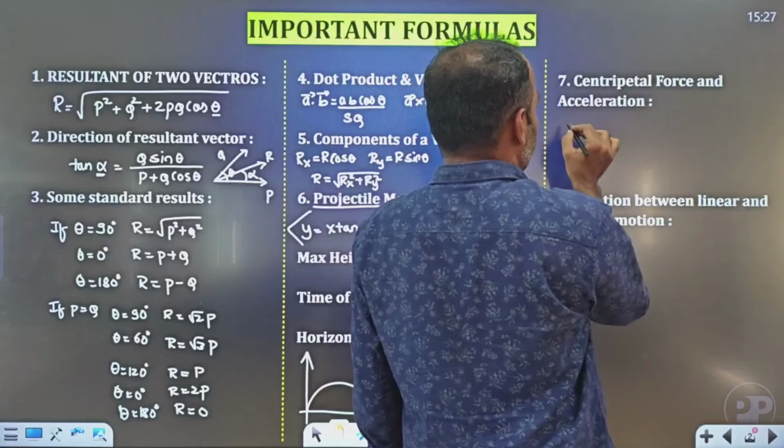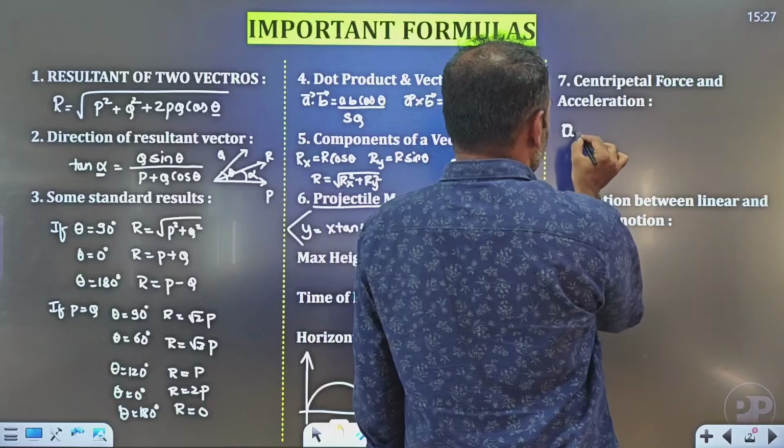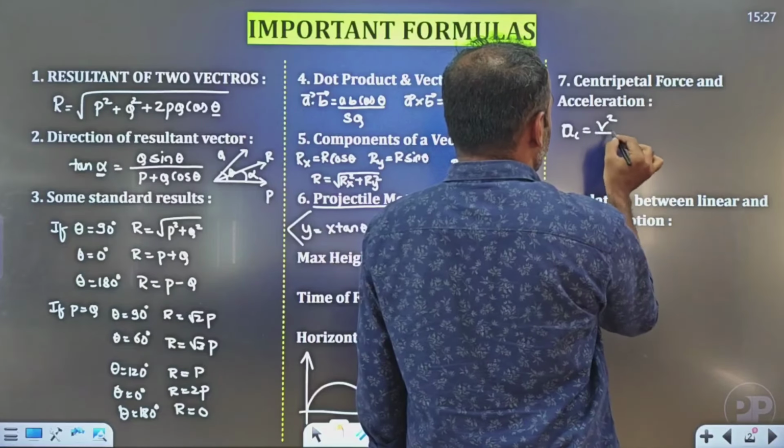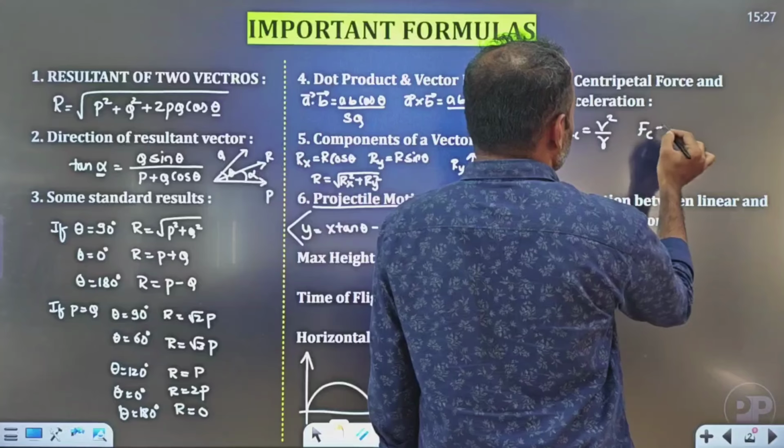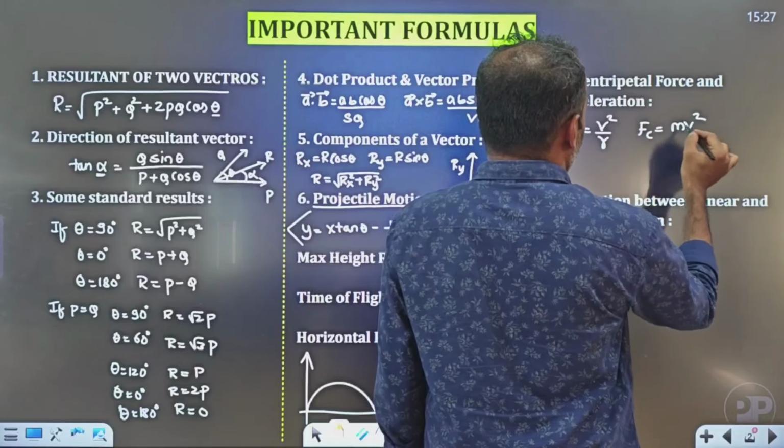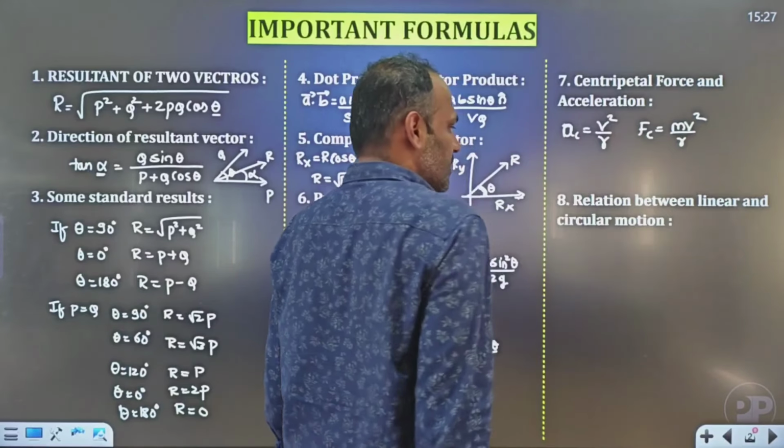Centripetal force and centripetal acceleration. Centripetal acceleration is given by v square divided by r. Centripetal force is given by m v square divided by r. These are the centripetal acceleration as well as force.